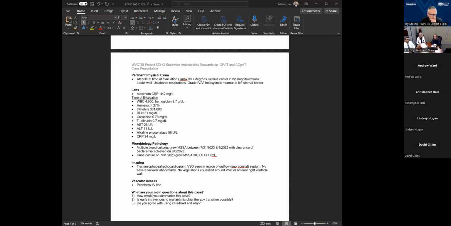I know I would have been more comfortable if it was a more typical right-sided endocarditis, maybe on the tricuspid valve, maybe a patient with some underlying injection drug use, versus a patient with a VSD. But this would be one I would ask you all about before I would do it myself, to be honest.